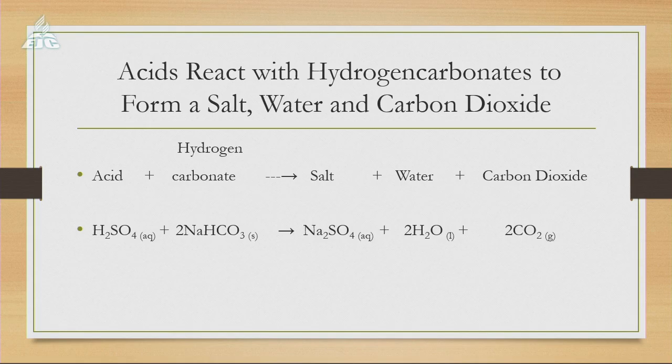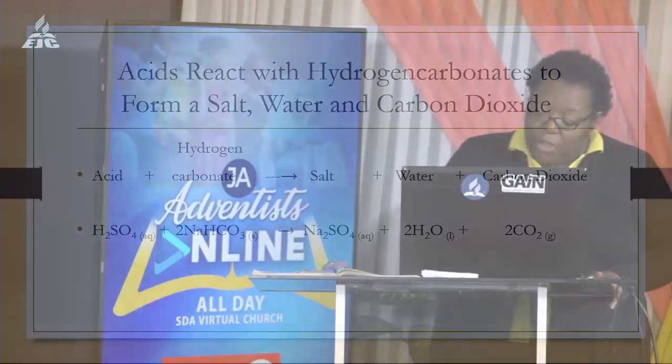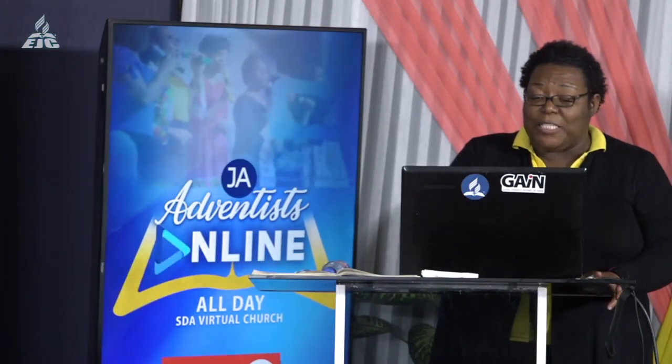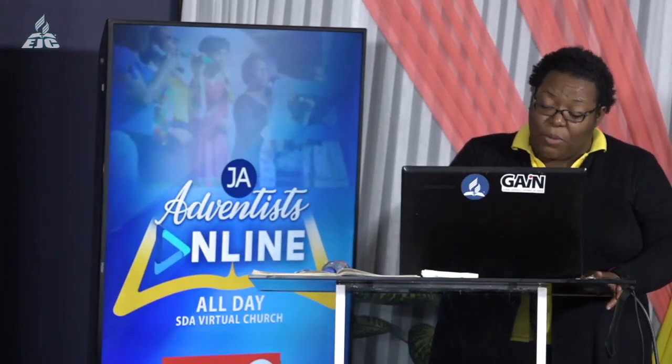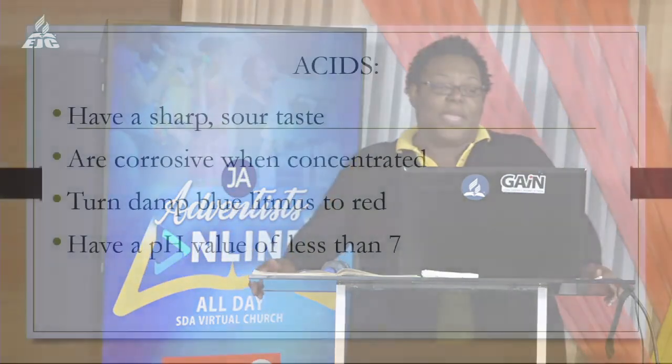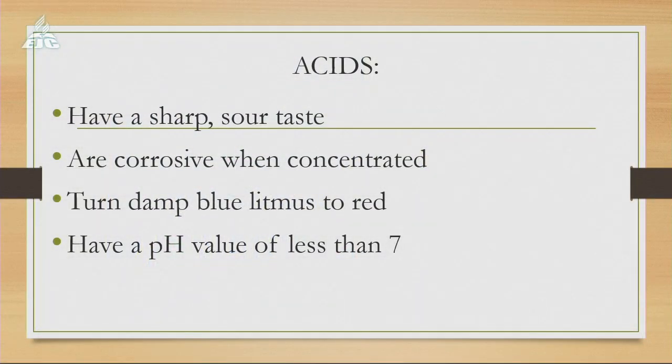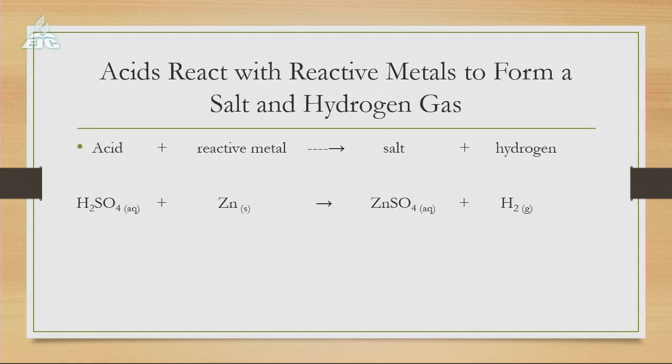Very good. So we have been looking at some of the properties of acids. We said that acids have a sharp, sour taste. They are corrosive when they are concentrated. They turn damp, blue litmus red, and they have a pH value of less than 7. We also identified some chemical reactions that acids take part in. And of course, this is by no means the final list, but these are just some of the reactions that acids take part in.